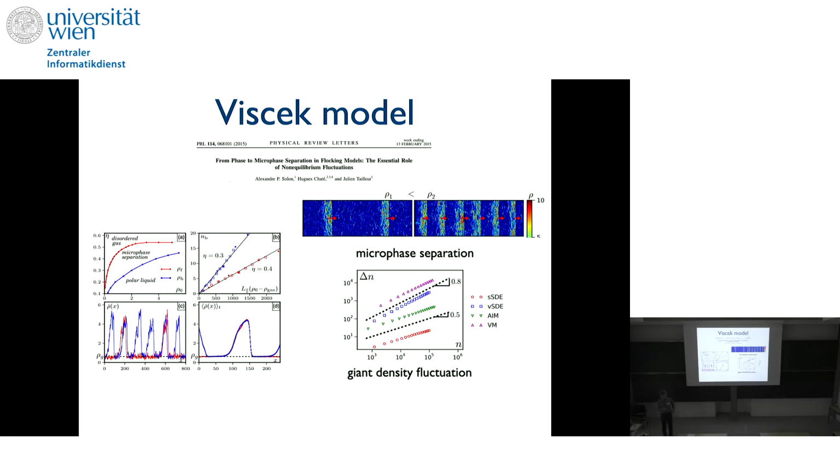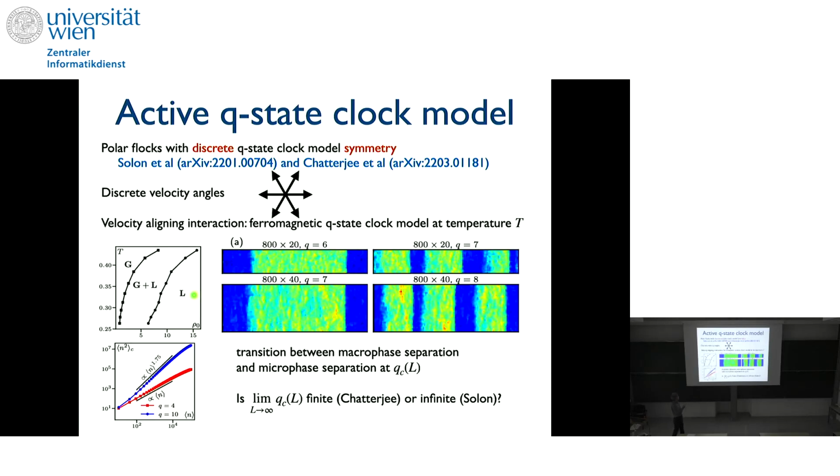More recently, some people consider a discretized version of the Vicsek model. In the original Vicsek model, the angle variable is a continuous variable from 0 to 2 pi. You can generalize this model by discretizing the spin. For example, you can think of the so-called Q-state Potts model, the active Potts model. In this case, you discretize the spin into these directions. In this representation, the clock spin means the velocity. Basically, they are equivalent to each other, another representation of velocity.